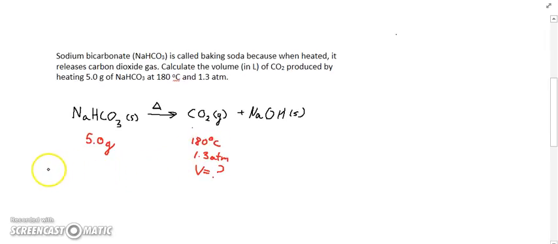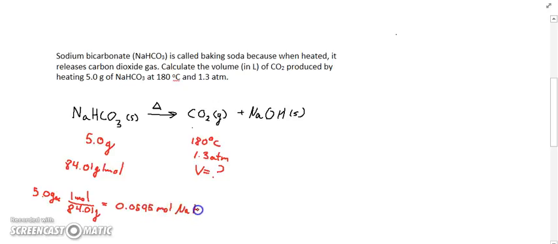The first thing we need to use is the molar mass for sodium bicarbonate. You can add 1 sodium, 1 hydrogen, 1 carbon, and 3 oxygens, has a molar mass of 84.01 grams per mole. And so we can set up a conversion from grams to moles like this. 5.0 grams times, or divided by really, 84.01 grams per 1 mole. And this tells us that we have 0.0595 moles of sodium bicarbonate.